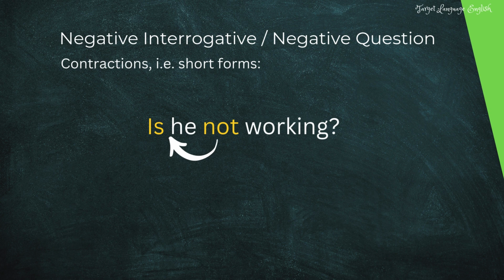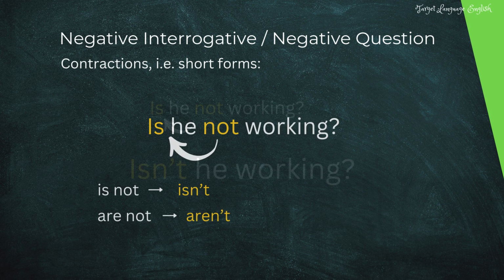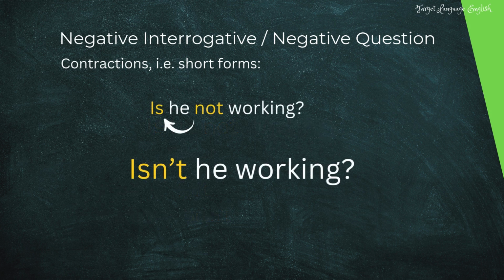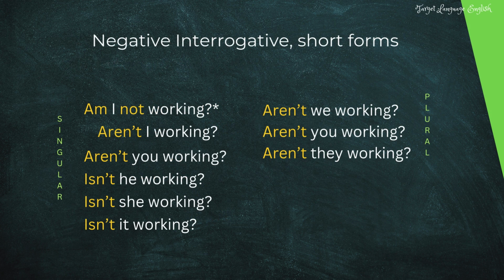To contract the negative question, we need to move the word not in front of the subject and then contract. Here as well, is not becomes isn't, and are not becomes aren't. In the first person singular, we cannot contract am I, but we can say aren't I instead. Aren't I is an exception in this case, and it is acceptable in informal language. Am I not working? Or aren't I working?